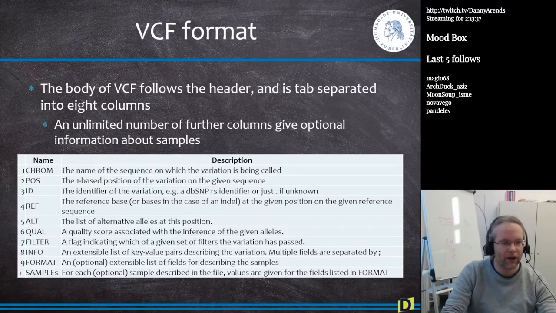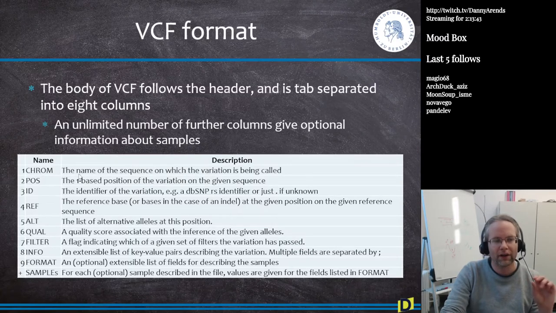All right, so let's first go through the columns. The first column is the chromosome. The second column is the position. And then we have an identifier. We have the ref, which is the reference. So what is the reference at this position? We have the alt, which is the variation that we are encoding, right? So the reference might be an A. The alternative might be a T. We have qual, which is the quality score associated with the feature.